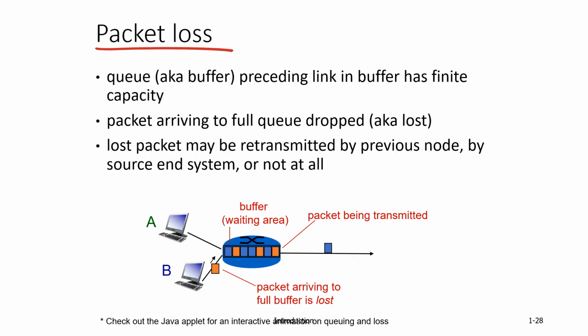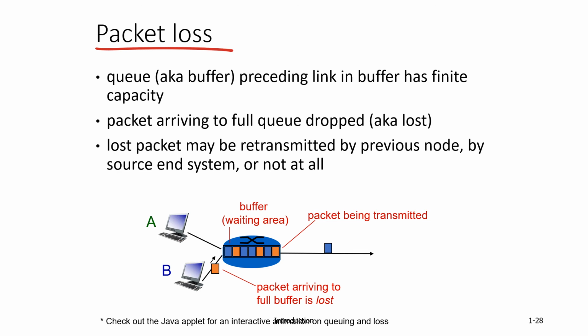Coming to packet loss now, because of excessive queuing, like I explained, you can have buffer space filling up. This is your waiting area for incoming packets. And if the arrival rate is quite high compared to the output, then you are going to run out of this waiting area or buffer space, and eventually your packets will start dropping.